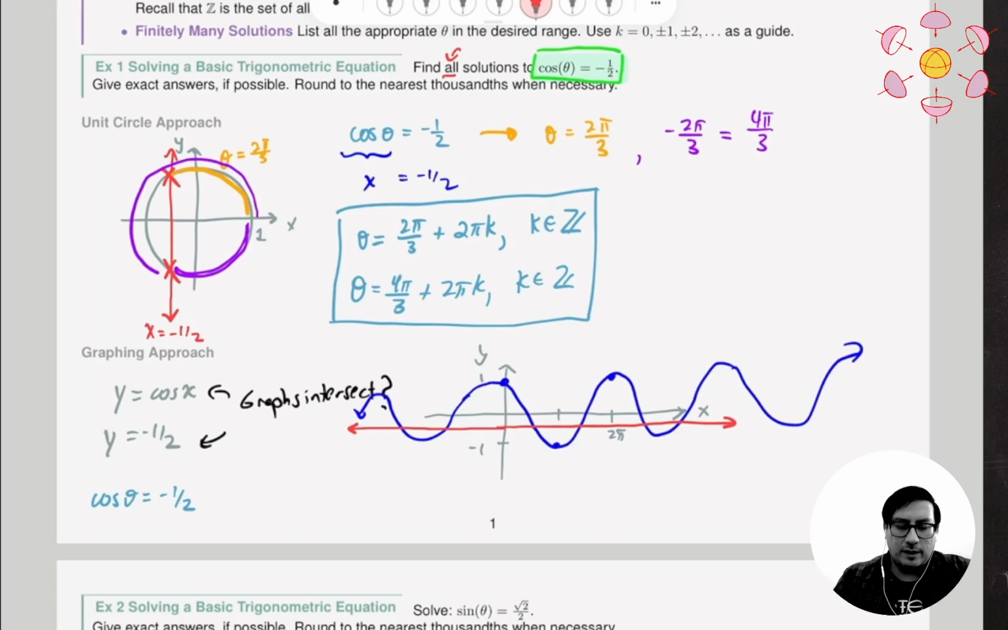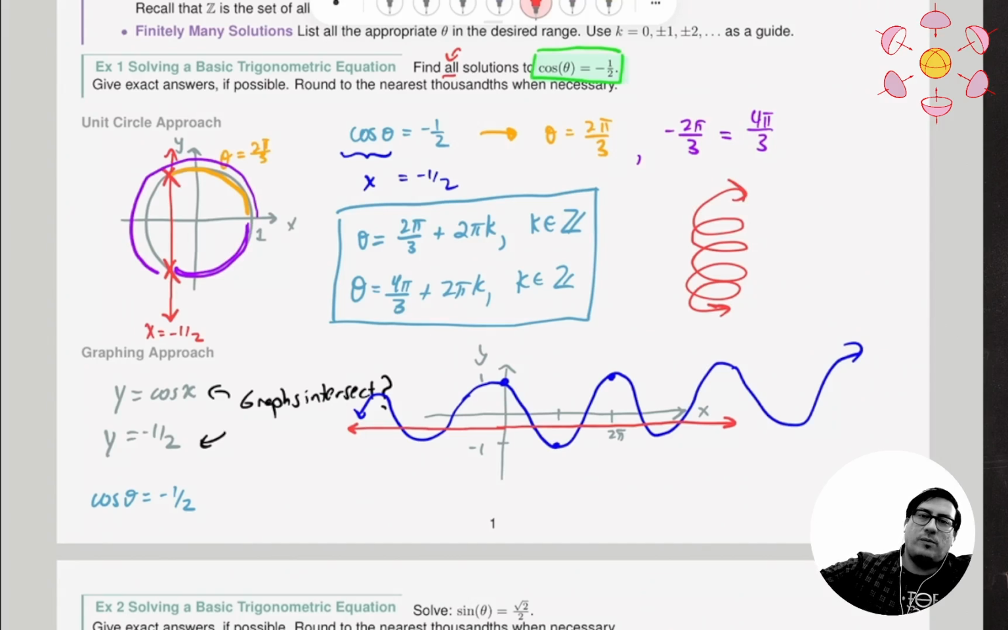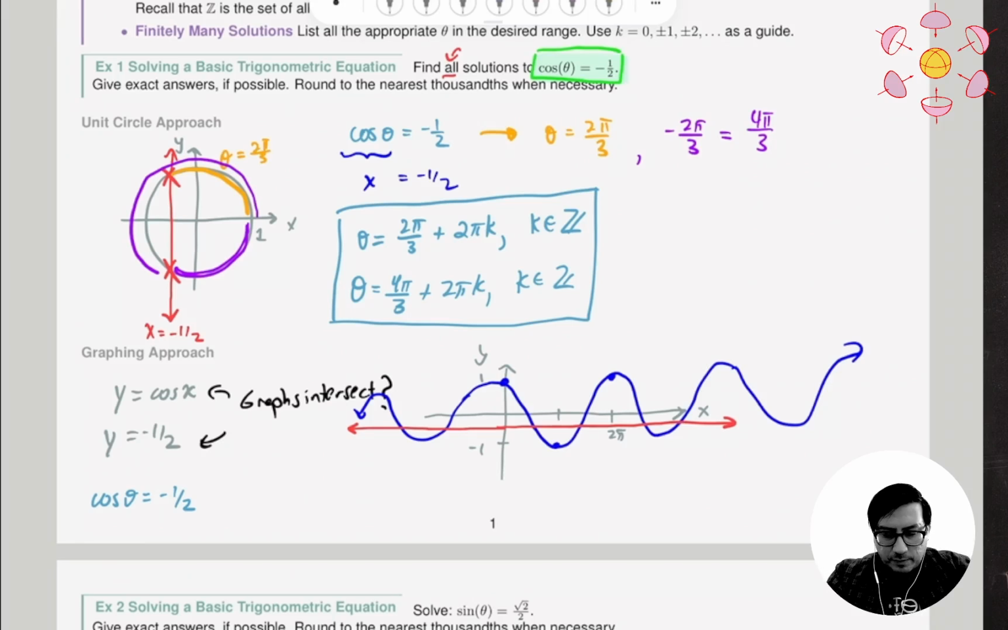Remember when I did the wet noodle, where the real line was twisted up like a spring? If you think of the real line as the straight noodle, and the twisty noodle is the unit circle, it's like taking the cosine function and straightening it out. That's how you get the blue line. All right, so from this perspective, you can see there are going to be infinitely many intersections. It's just much harder to see what values they intersect at.